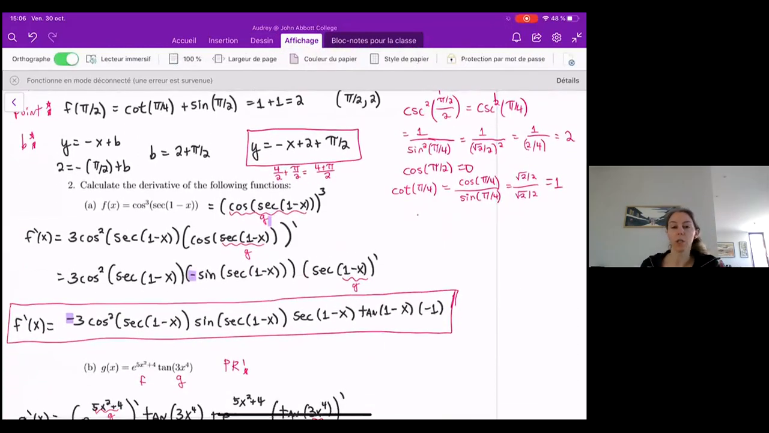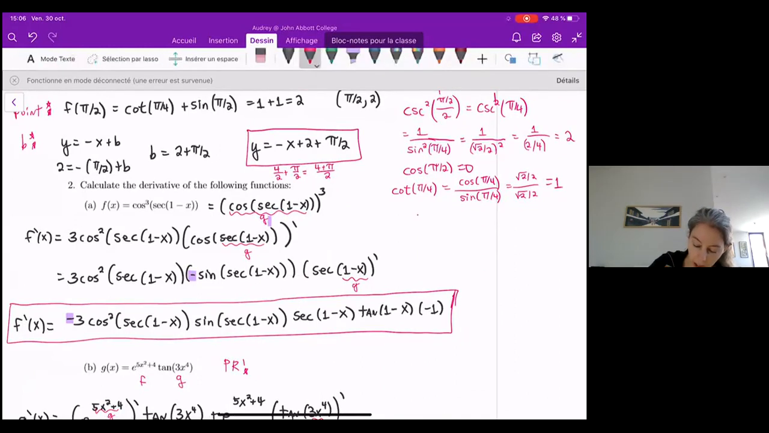So this is one that a lot of you really struggled with. Notice the first thing that I did here is that power of 3 that I have right there, I moved it to the end. The reason that I did that is because it allowed me to really easily see that what I actually have going on here is g cubed. And if I think about the derivative of g cubed, we know that's 3g squared times g prime. So that's why when I bring that 3 down front, that cosine is repeated. So I bring the 3 down, cosine of secant of 1 minus x squared times the derivative of cosine of secant of 1 minus x. So that's my first chain rule, and it leaves me with the 3 cosine squared.